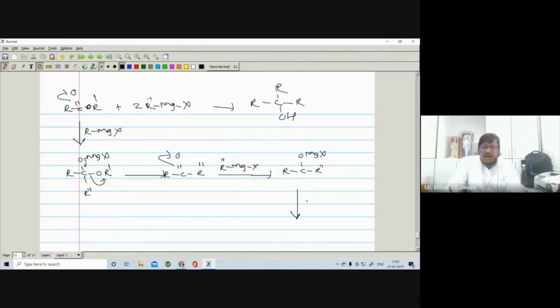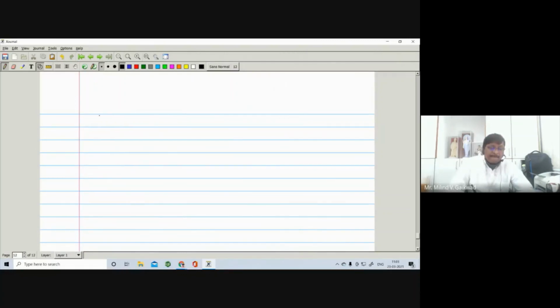Further it undergoes hydrolysis in the presence of water, and you are getting R-C, here is OH, here is R double dash, and here is also R double dash, means you are getting the corresponding alcohol. Last reaction of this ester: when the ester RC double bond O OR dash undergoes reduction, then it will convert into the corresponding primary alcohol.